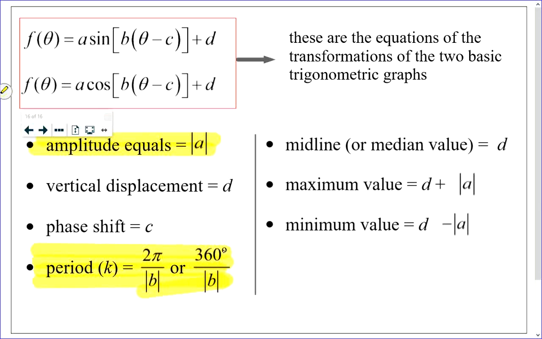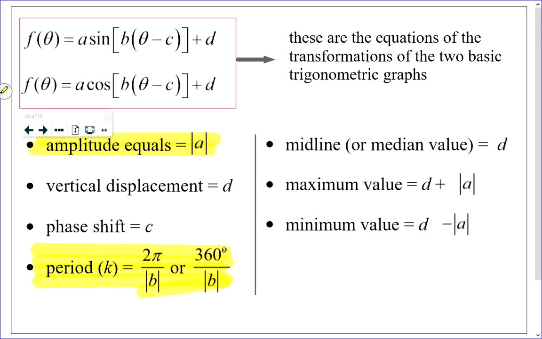What we did yesterday is we said we can now shift these things horizontally, and you're probably accustomed to using the letter h for the horizontal parameter. Unfortunately, we don't use h with trigonometry, we use c. And instead of calling it just a horizontal displacement, we often call it a phase shift.